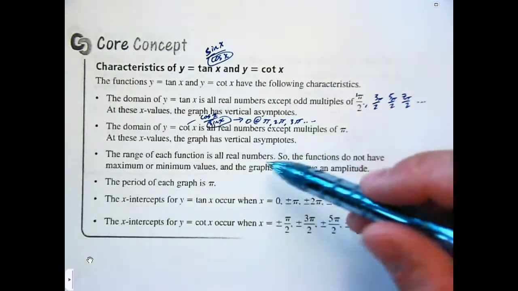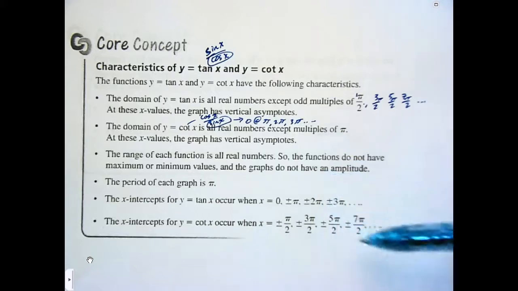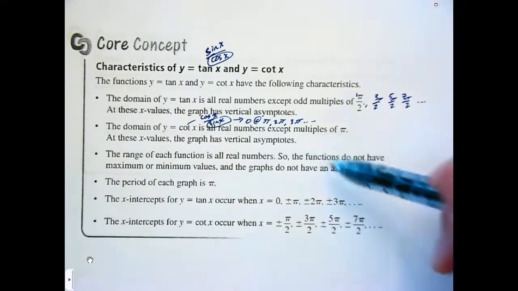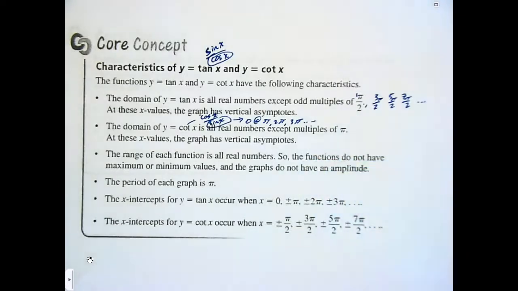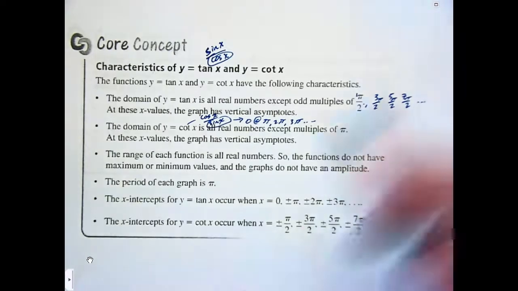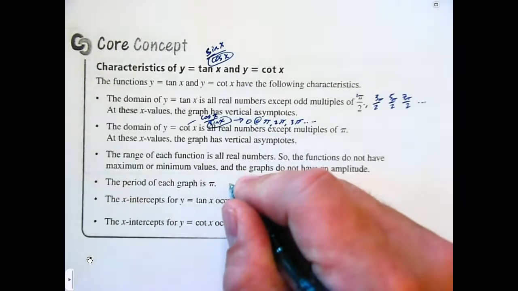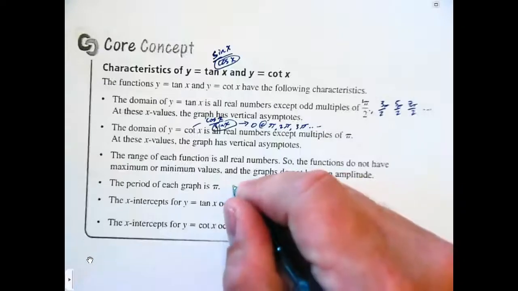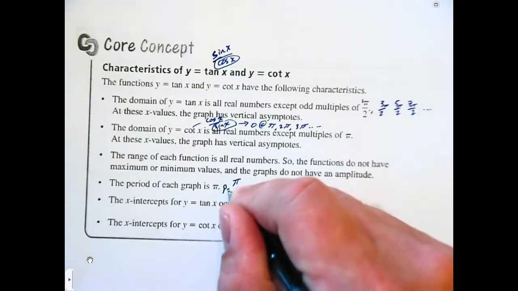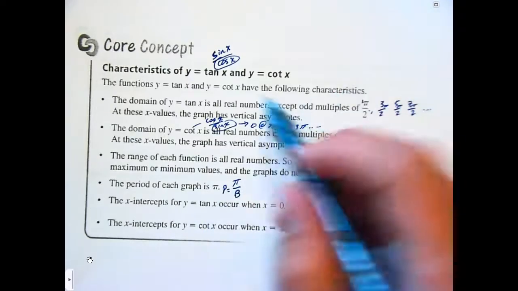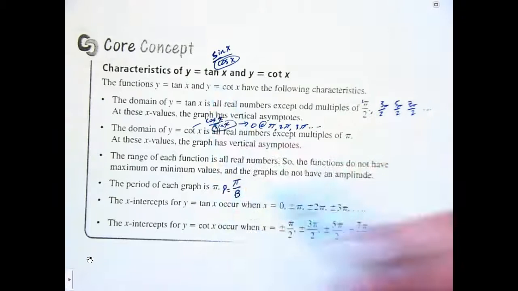The range for each of the functions is all real numbers. Okay, they continue to move up and down forever, which means they don't have maximums or minimums, which means there is not an amplitude for a tangent and a cotangent. The period of each graph of the parent function is pi. Remember, period, what's the formula there? Pi over b, which in this case, if b is 1 in the parent function, it's pi over 1.